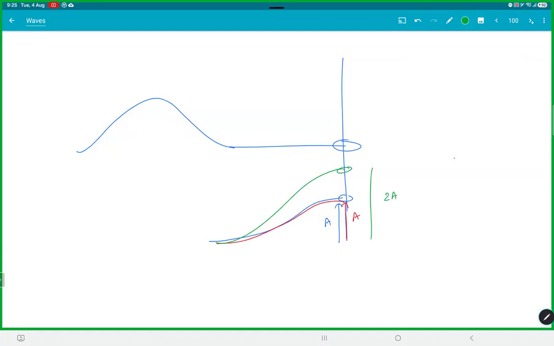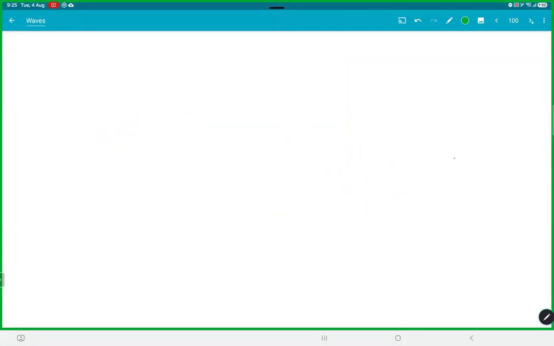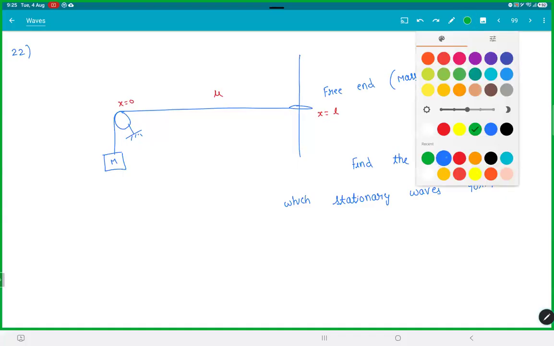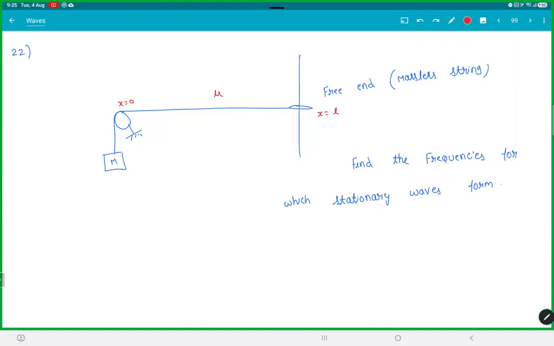So the free end will have an amplitude of 2A. Now you tell me, in a stationary wave, which points have double amplitude? Antinodes. So that is the catch in a free end. A free end always has to be an antinode. A fixed end always has to be a node. So from there, we start the whole story again.